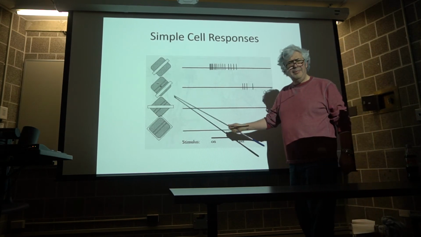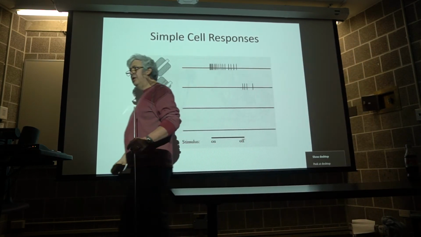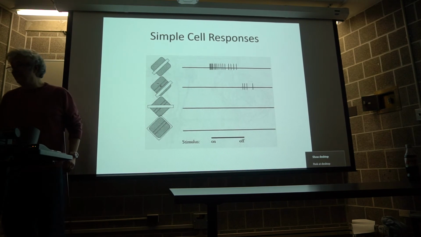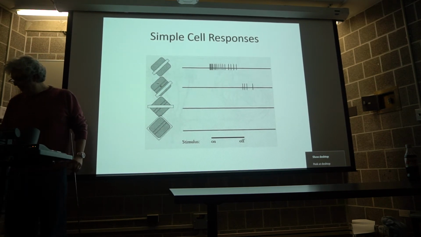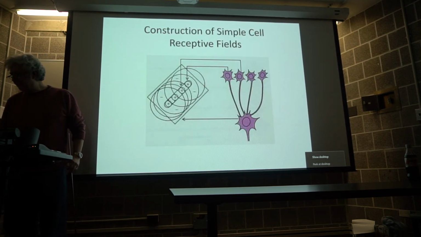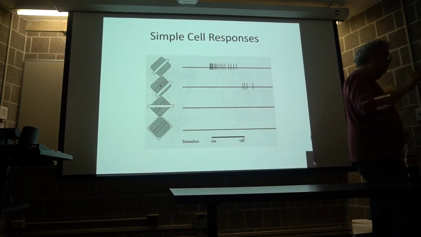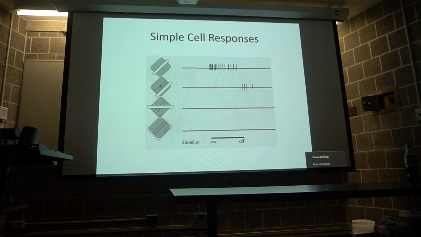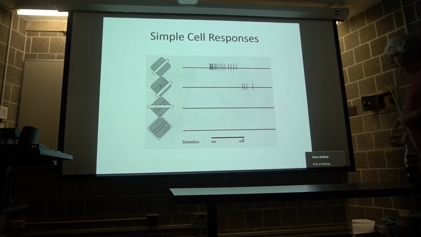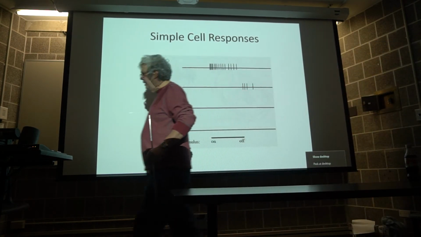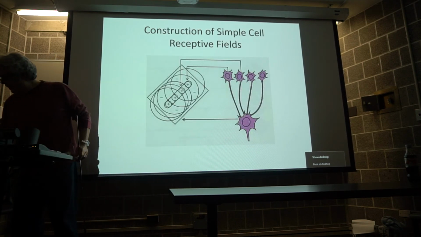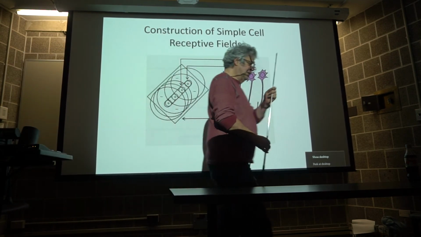So in a way, this is a big, big change from the spot detectors that are represented in the retina. Now, a question that arises is, well, how do we get from those round receptive fields to these elongated receptive fields? And Hubel and Wiesel proposed a model, and it's probably basically correct. Their model ran like this.